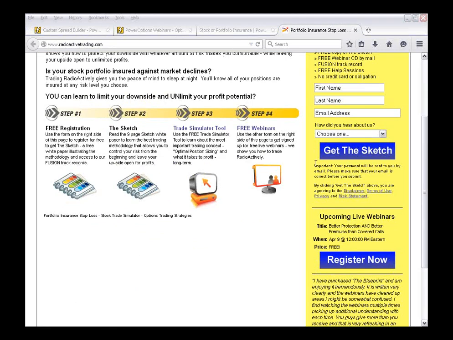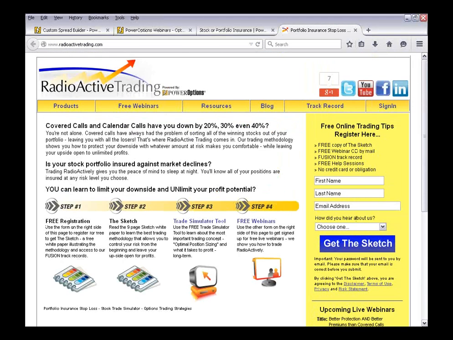Fantastic. Okay, so up at the top here, if you haven't done so already, I use this with roughly 50 to 60% of my trading capital. So if you haven't gotten the free white paper already, just go ahead here, put in your first name, last name, and email address, and click Get the Sketch. So it's a free 9-page, 10-page white paper that discusses our preferred approach for insuring stock with put positions and then being able to pay for that insurance over time.